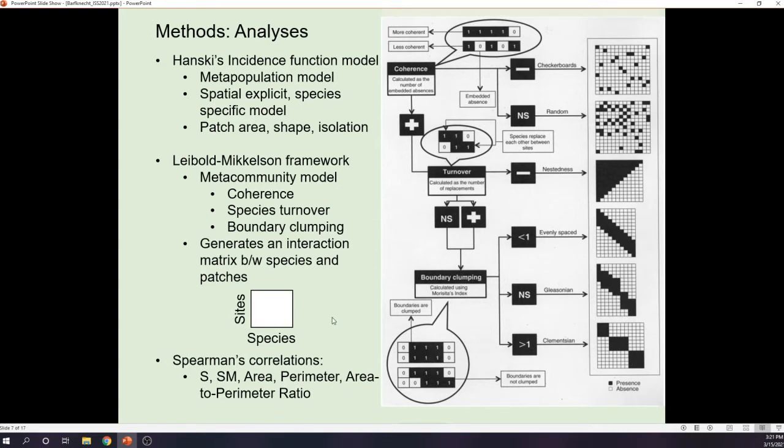And then finally, since we have a low number of total sites, I chose to go with correlation analysis, a Spearman's rank correlation analysis, looking at total species richness, the total number of species within the site that exhibited metapopulation dynamics based on Hanski's incidence function model, the area of the site, the perimeter, and then the area to perimeter ratio, which again is looking at the shape regularity of an individual site.